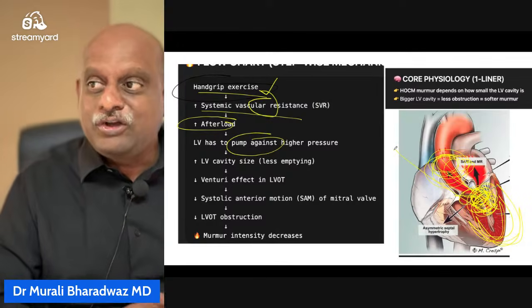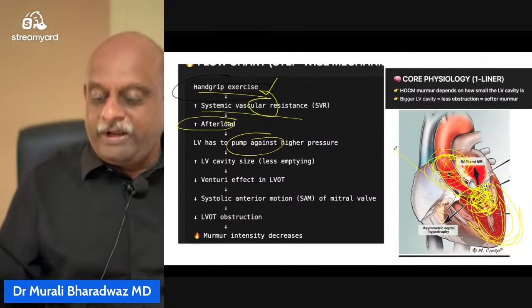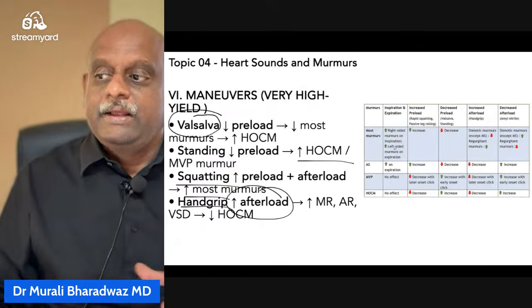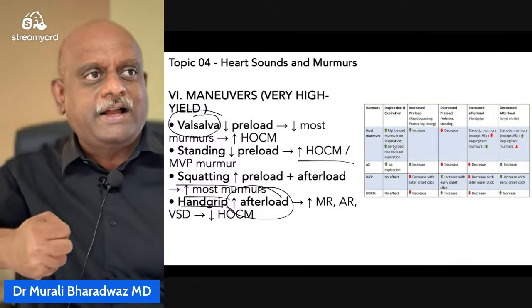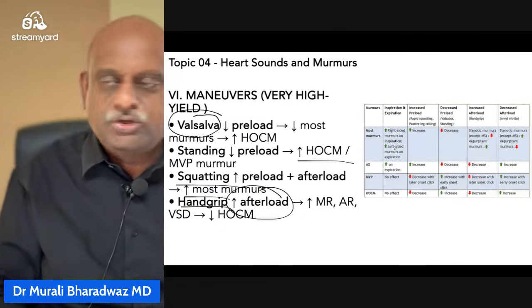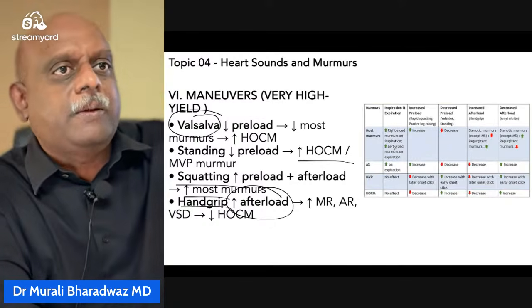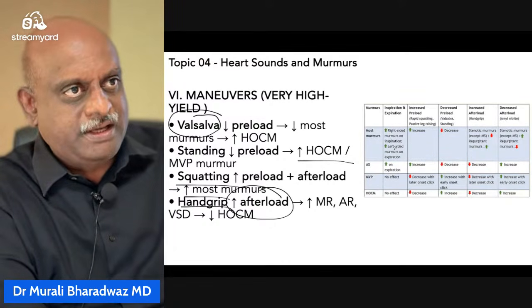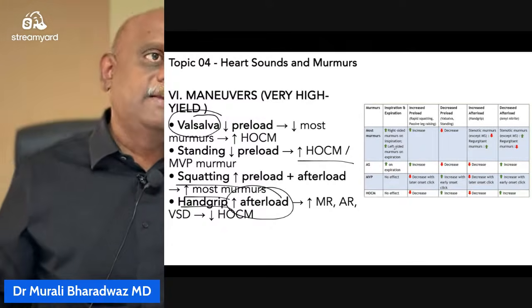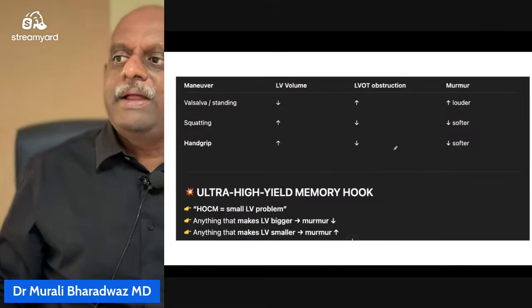Right? So that is the point you need to remember. Hand grip increases the afterload and increases the inotropic state of the ventricular muscle so that this small dynamic obstruction no more matters, and the blood gets pushed and the murmur will decrease is what we need to remember. That is the story, doctor.